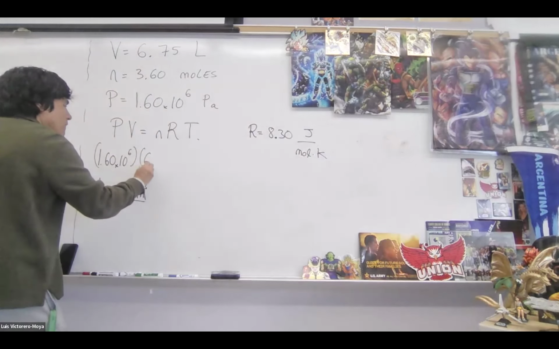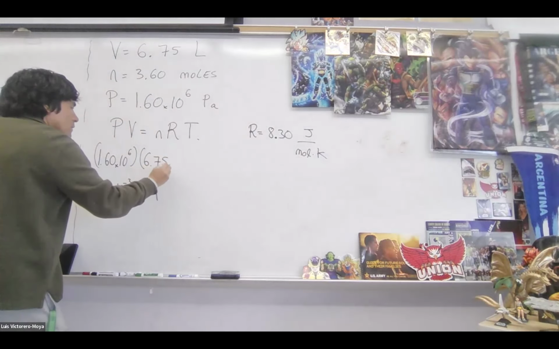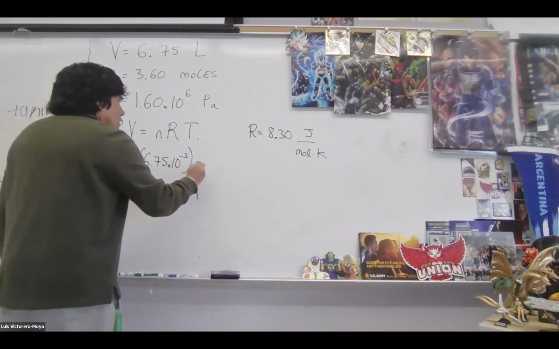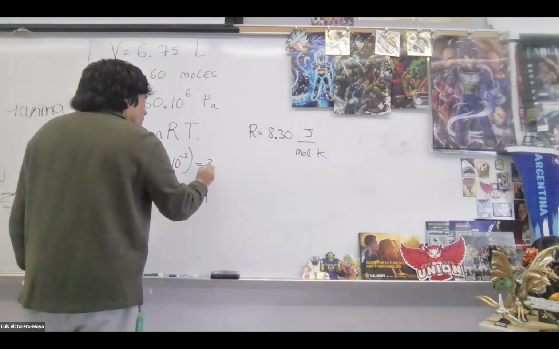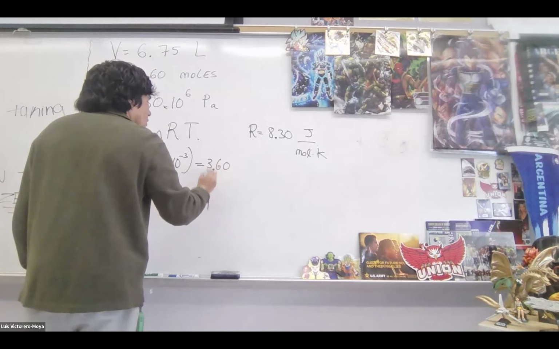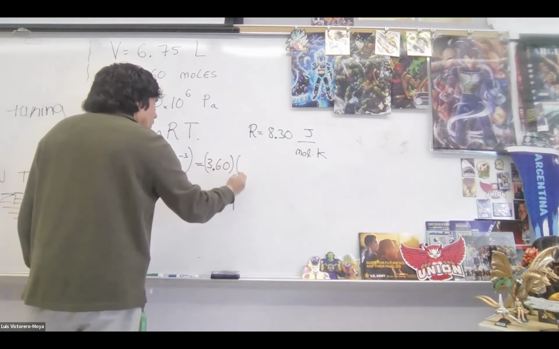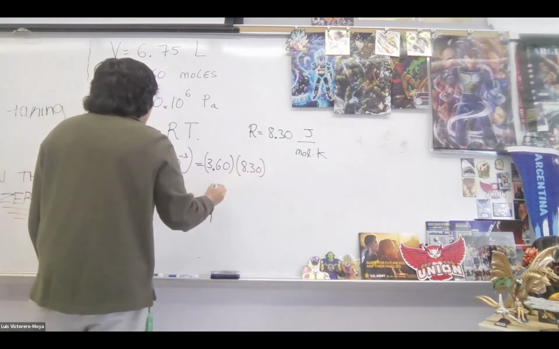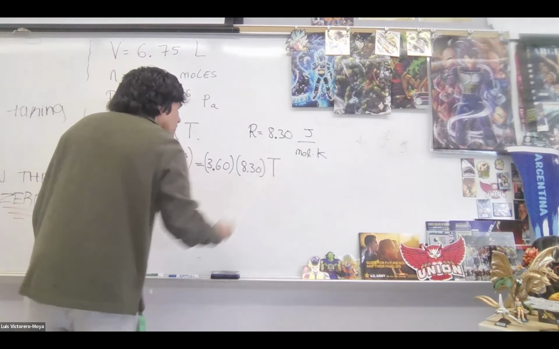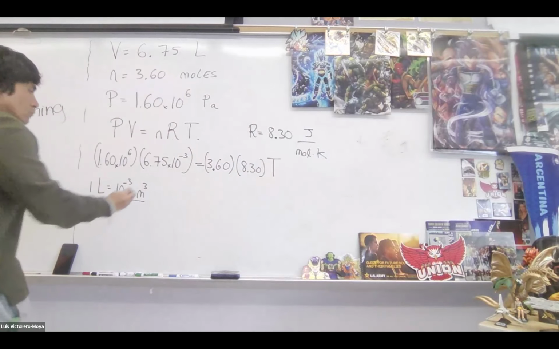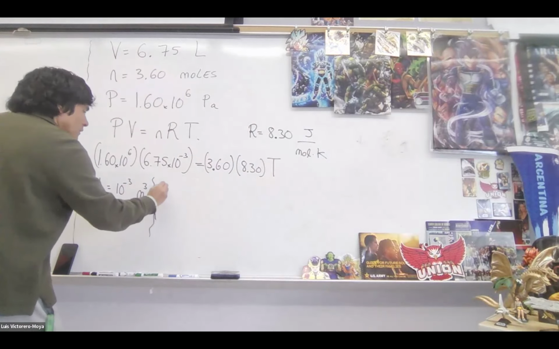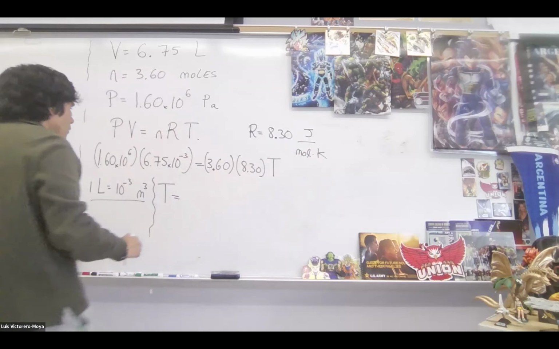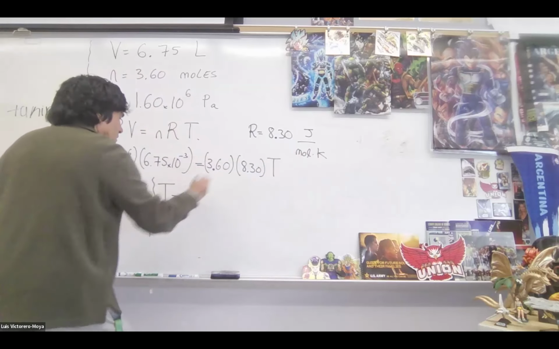So 6.75 times 10 to the negative 3. That's the number of moles multiplied by R multiplied by the temperature. The temperature in kelvins, because of this, will be this times this divided by this times this.